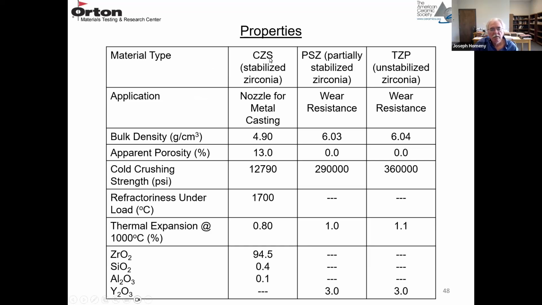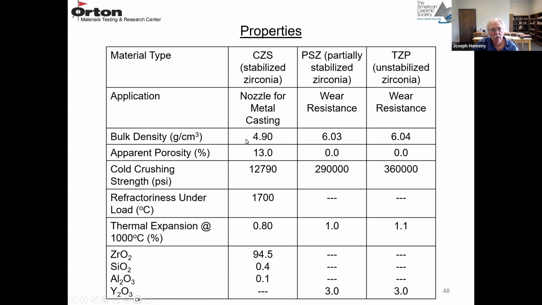So here's a CSZ, a PSZ, and a TZP. So this is fully stabilized zirconia, this is partially stabilized, and this is unstabilized. These are useful refractories. They're used in a lot of special applications like tubes and nozzles for controlling metal flow. These can be used at lower temperatures for wear resistance. They're very hard materials.